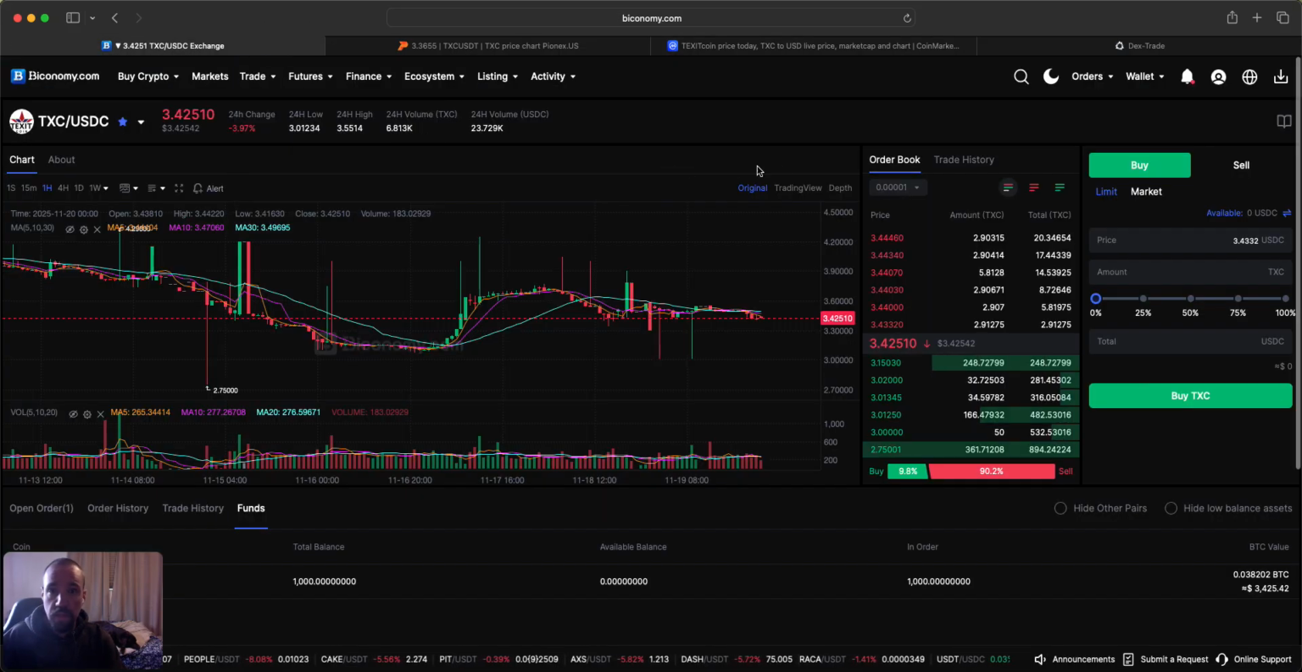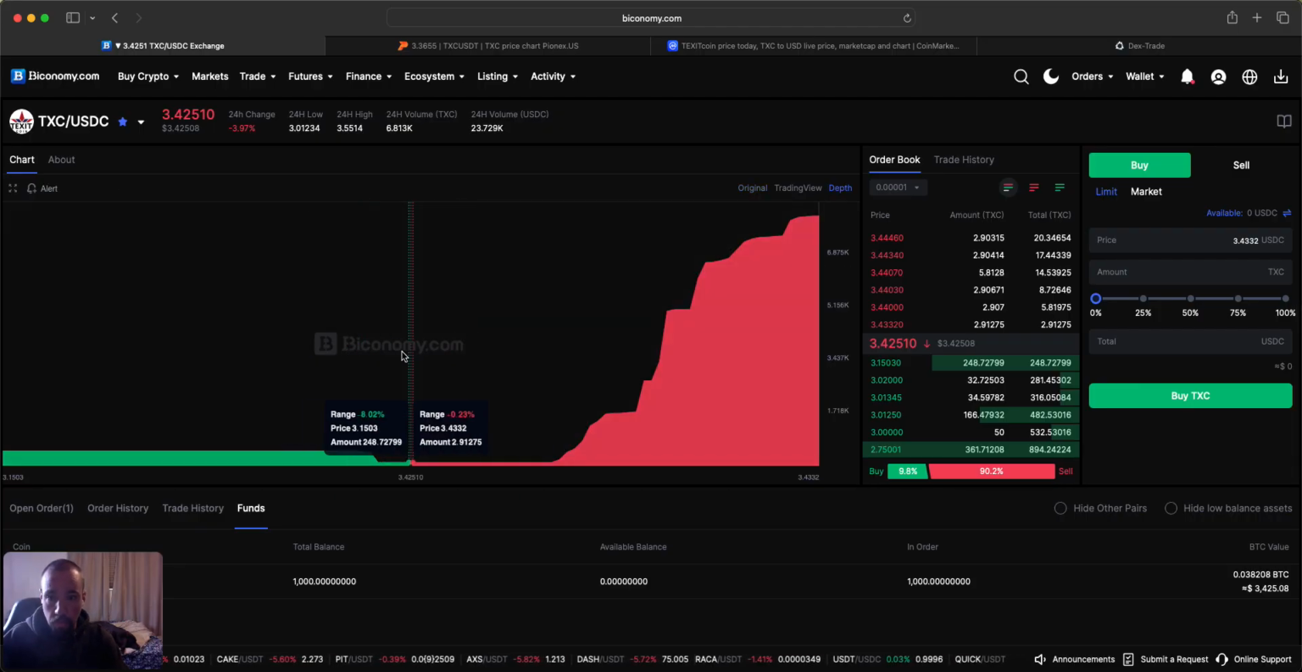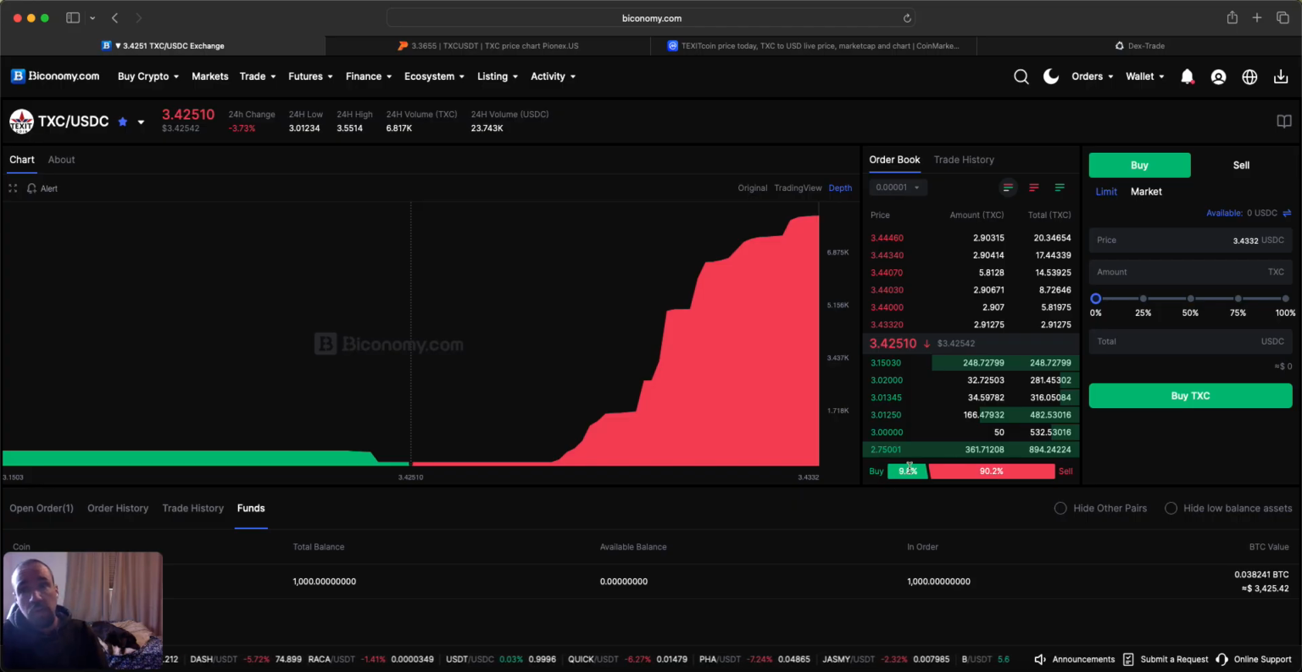One thing that I like on Biconomy is you can look at the order depth, and you can see how heavily we are in sell orders to buy orders in this range. These are all probably stacked orders that people just have. The order book shows 90% are sell orders, and we only have 9% of the orders set to buy.